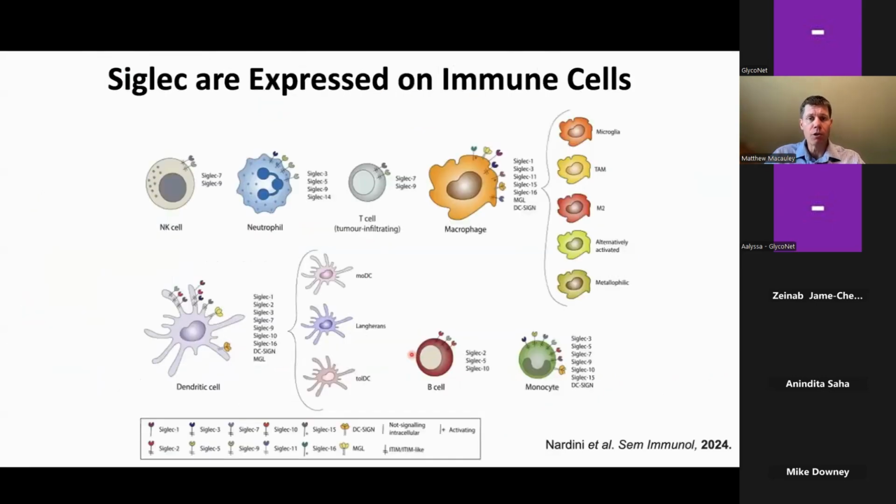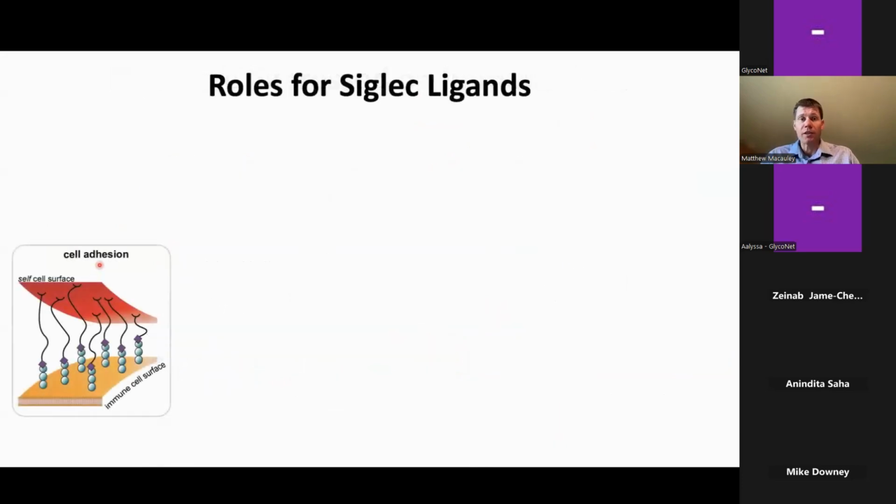So as I've already alluded to, these Siglecs can control immune cell activation, and so not surprisingly, they're expressed throughout the immune system. Here on this slide, we see the major subsets of white blood cells in our bodies, and you can see Siglecs really smattered on all of them. And what do Siglecs do?